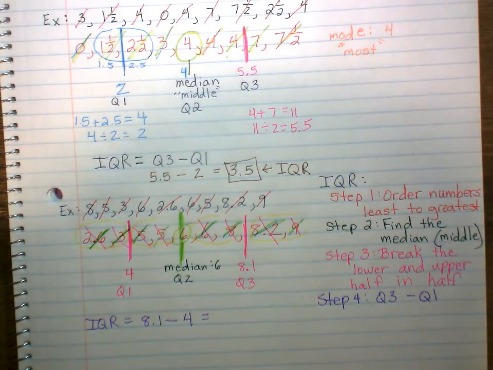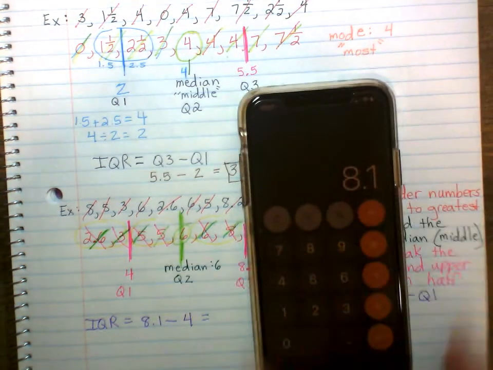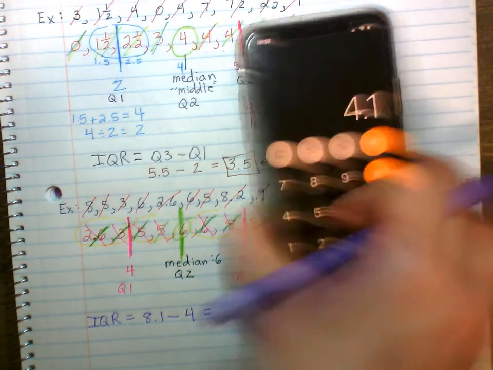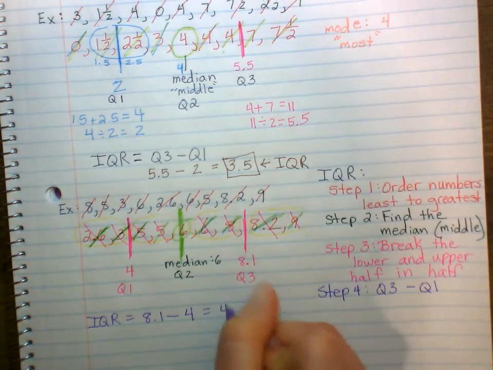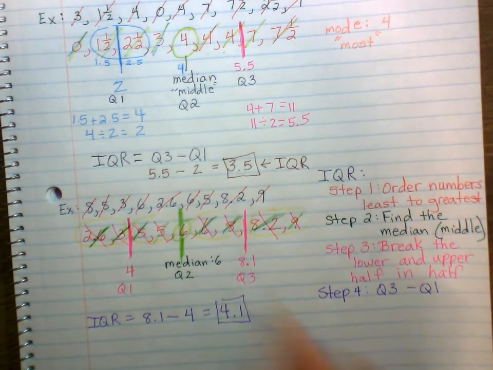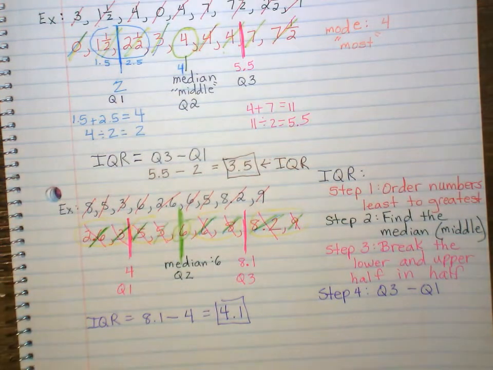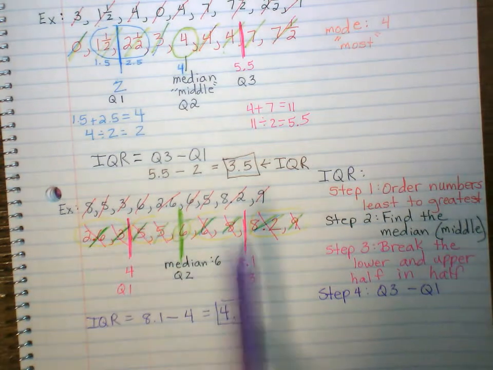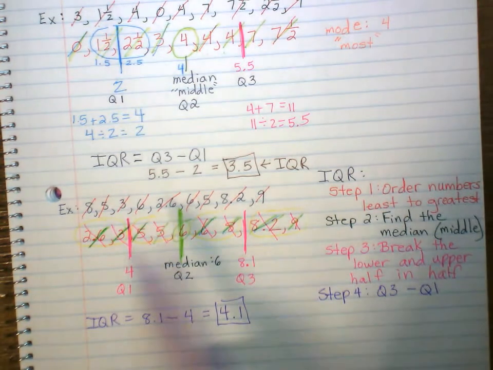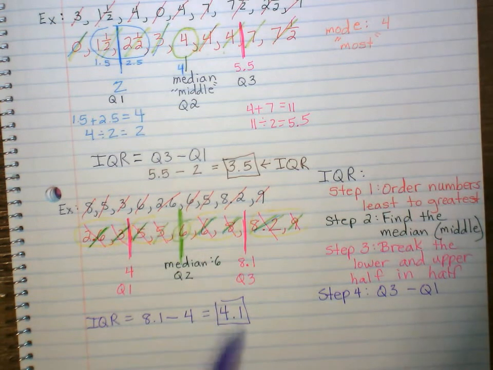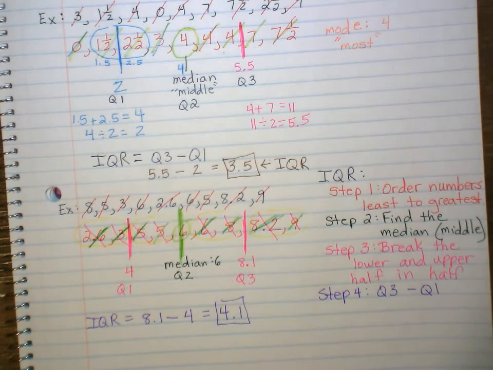8.1 minus 4. If you don't know it, guys, use your calculator. 8.1 minus 4 is 4.1. So that is our interquartile range. Half of the data has a range of 4.1 basically. The range from quartile 1 to quartile 3 is 4.1. That shows you how spread out the data is. Okay, that's not a huge range.